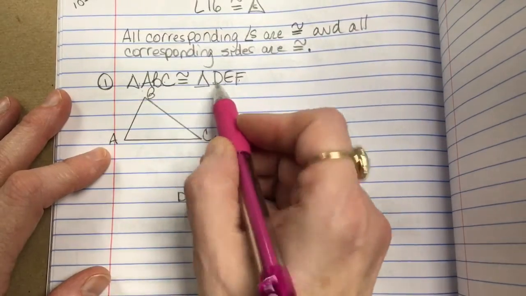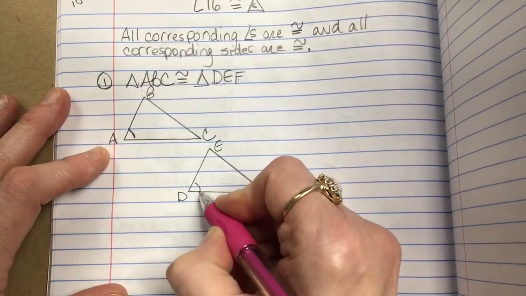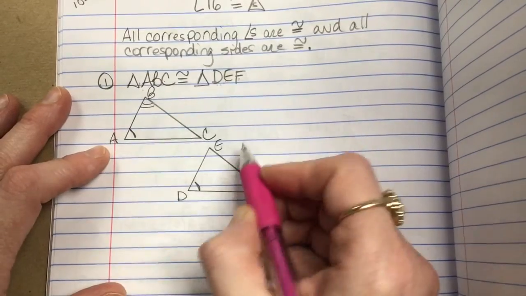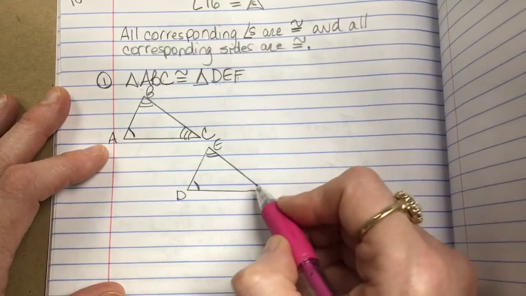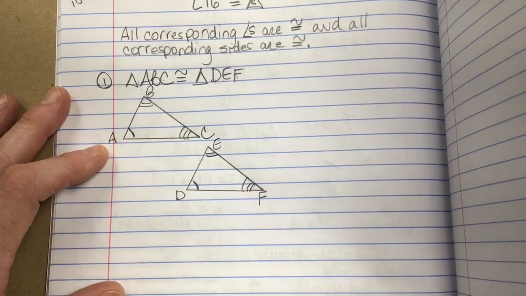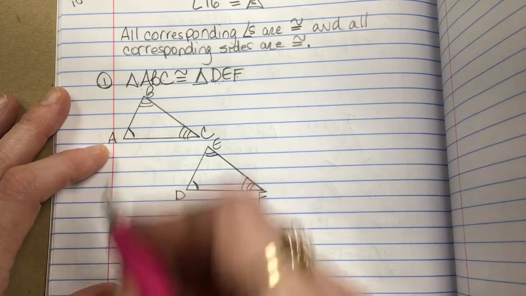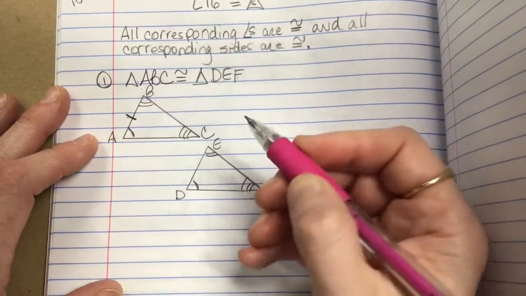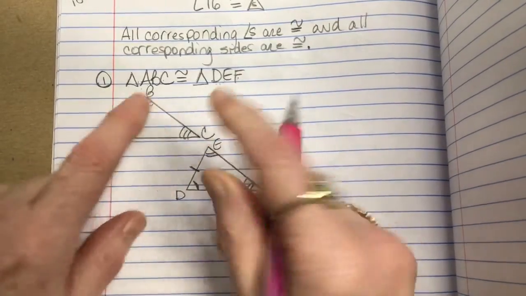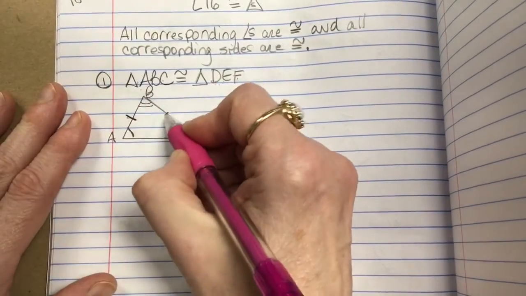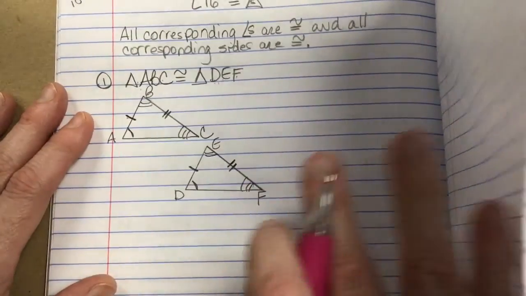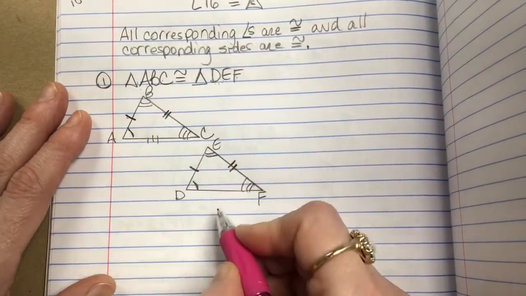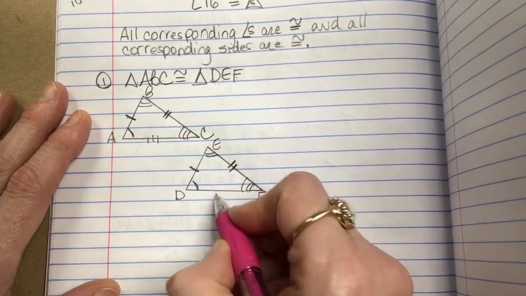So if A and D match up, I'm going to put one arc in them, an angle B, an angle E, just for review, an angle C, an angle F. And then the sides. Remember how we mark sides, segments? AB, I'm going to do one there, and DE. Then BC and EF, especially when you draw them just identical to each other, and then AC and DF.